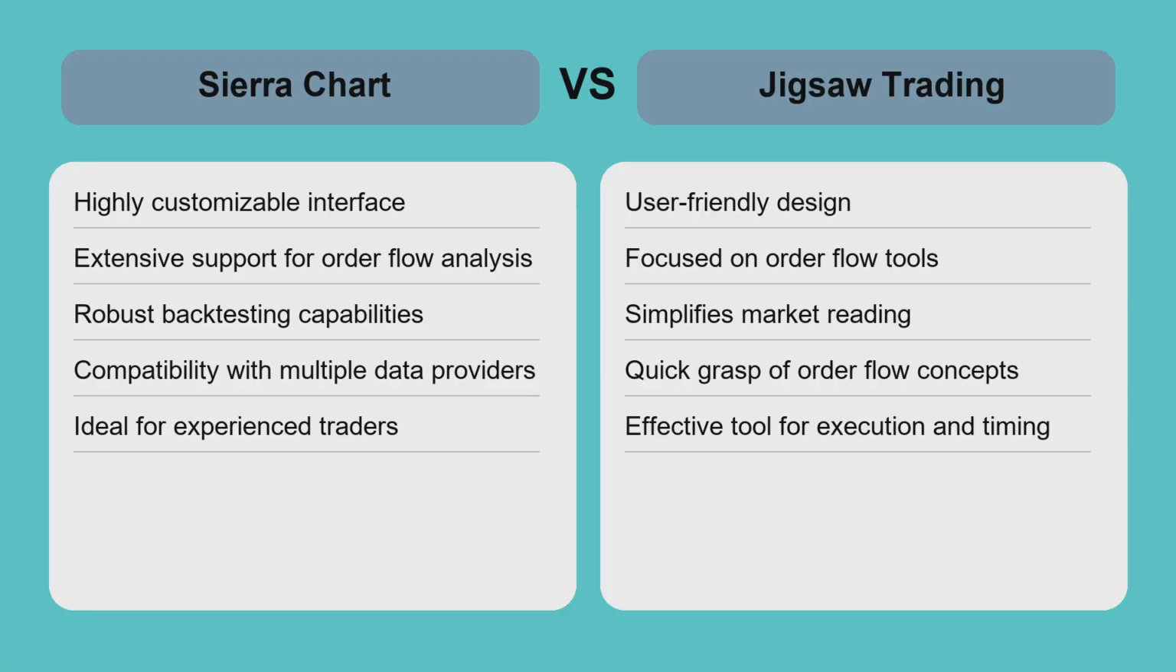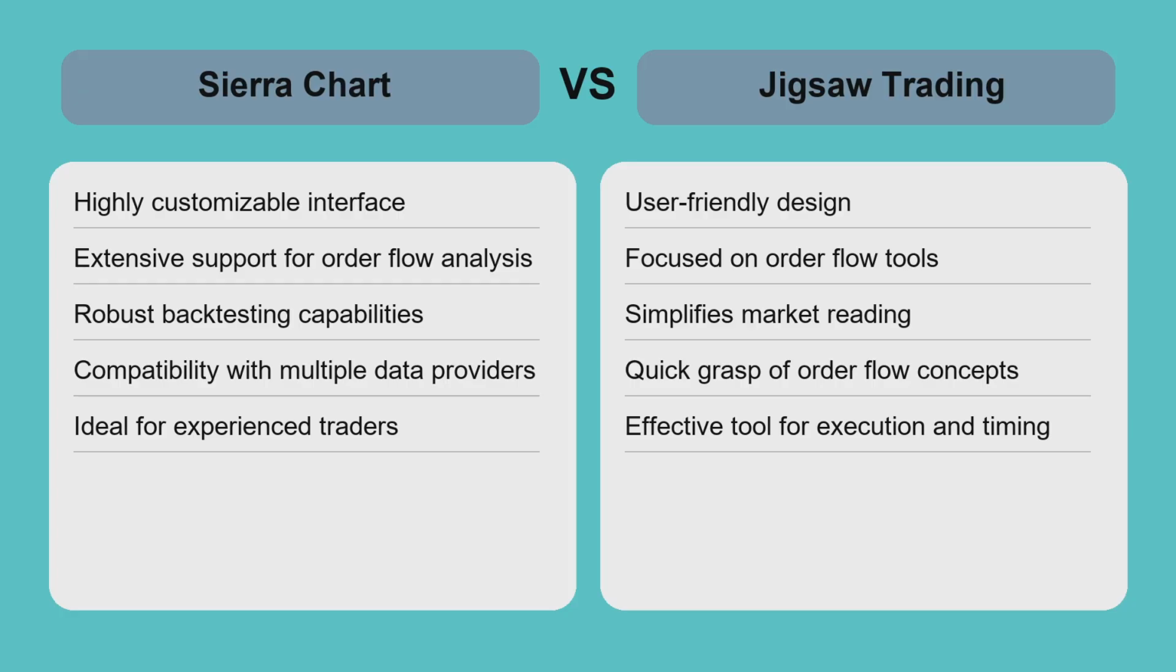Comparing Sierra Chart and Jigsaw Trading highlights a trade-off between depth and simplicity. Sierra Chart excels in customization, supporting multiple data feeds and a wide array of technical indicators, which suits traders who want full control over their analysis.